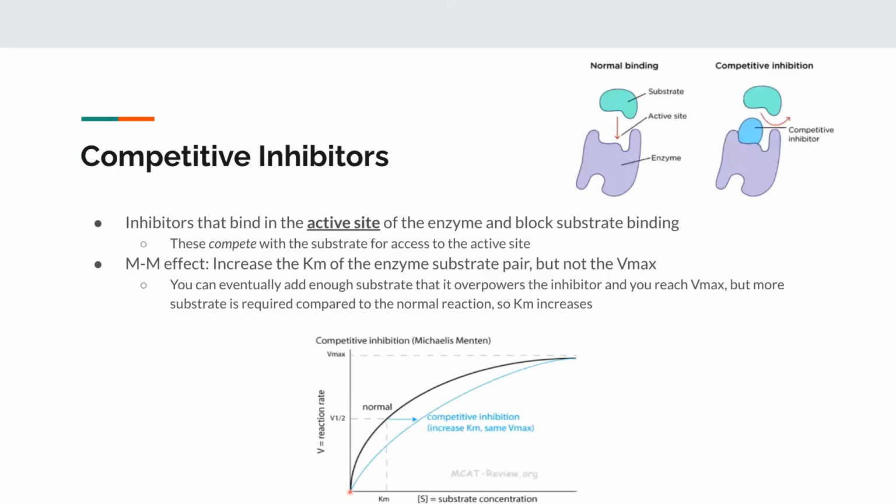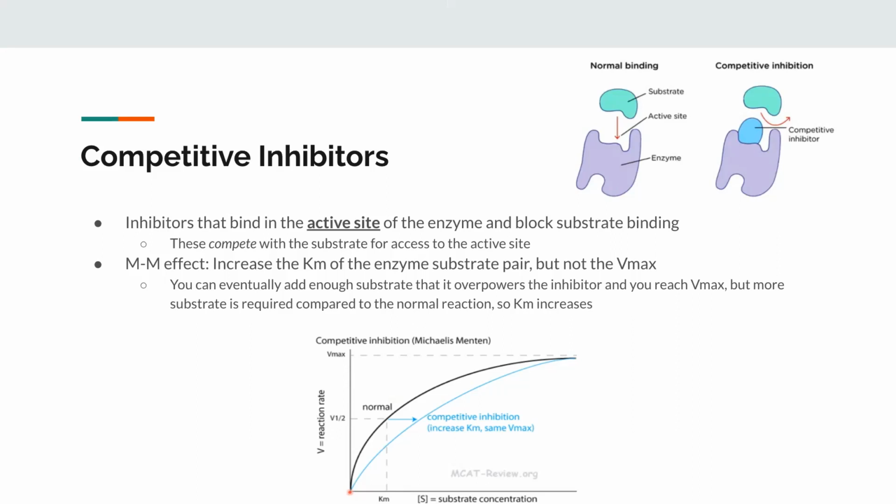So competitive inhibitors bind to the active site of the enzyme and block the substrate. They physically block the substrate from binding, kind of like how inhibitors block RNA polymerase when it comes to transcription. The effect on the Michaelis-Menten equation and graph is that you have an increase in the Km of the enzyme substrate pair, but not the Vmax. The Vmax doesn't change. The rate at which the enzyme carries out its catalytic activity doesn't change.